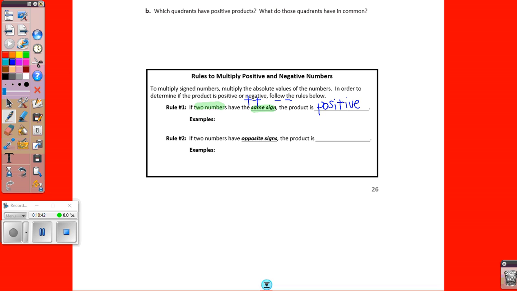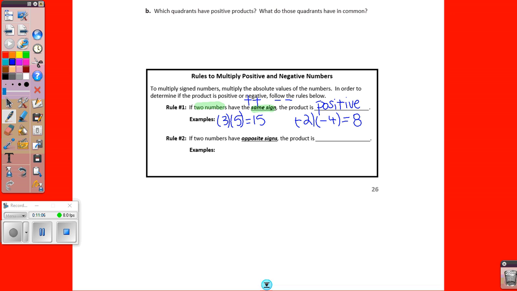And we could use some examples here. So in the space provided, we could write 3 times 5 is equal to 15. So that's a positive product. And we could also say, hey, if I multiply two negative numbers, -2 times -4, that's going to give me positive 8. So in both of those examples, my products are going to be positive.